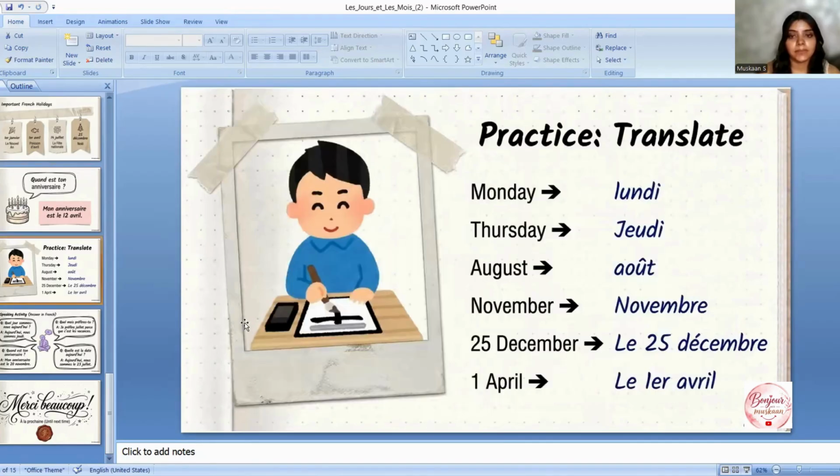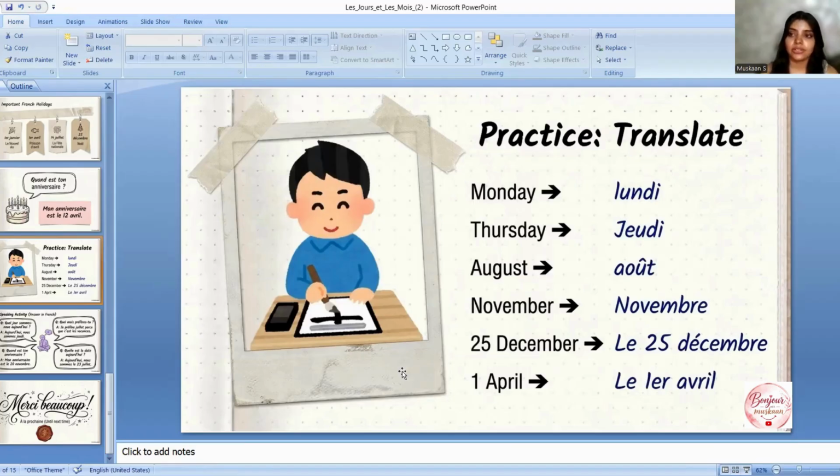Now let's see some practice translations. So Monday, we already know Monday. How do you call Monday? It is "lundi." Yes, it is "lundi." Thursday is "jeudi." And August, "août." November, "novembre." 25 December, "le vingt-cinq décembre."